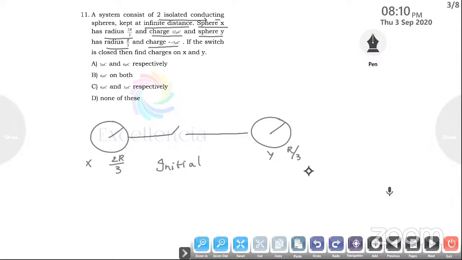Now, if the switch is closed, what will happen? Charge redistribution happens. Once the switch is closed, charge redistribution happens, and these charges will exchange between the two. Let us say finally on this sphere X the charge was Q1, and finally the charge on this was Q2. So the total charge of the system before closing this switch was 12 plus -3, which is 9 microcoulomb.